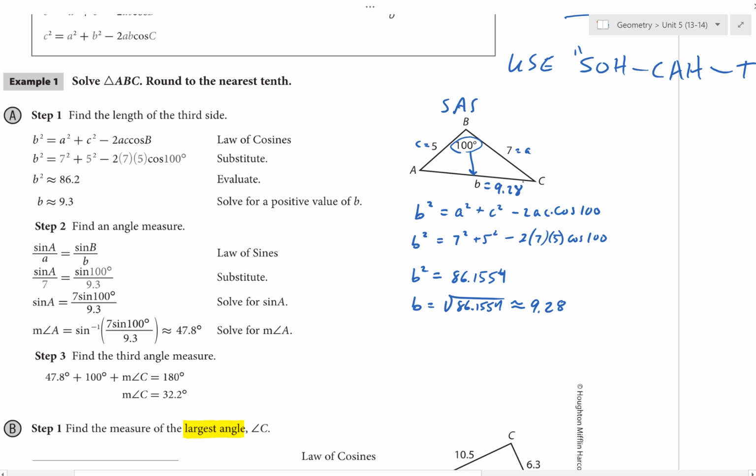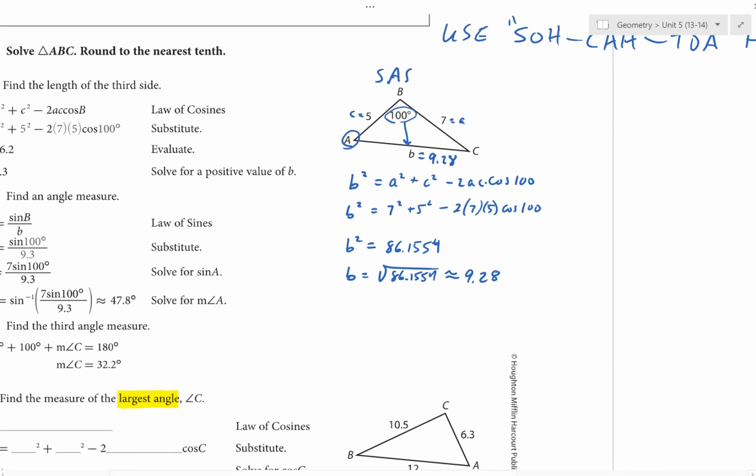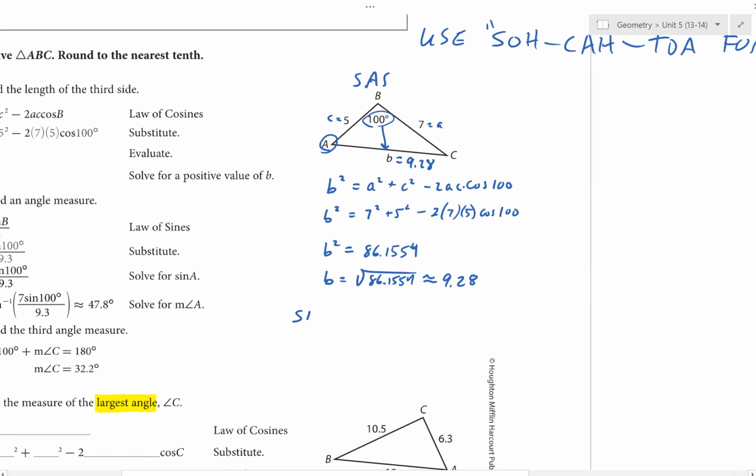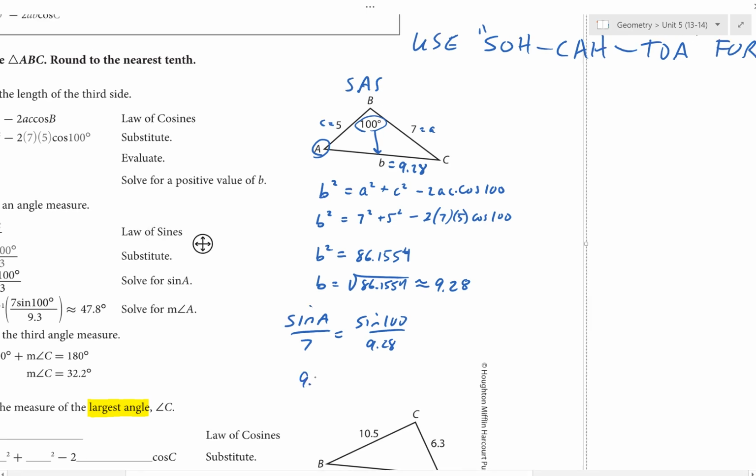And now we can also find the missing angles. So it doesn't matter which angle we find next. If we want to find angle A, we can now use law of sines to do that. And so we can say the sine of A over the side across from it equals the sine of 100 over the side across from it. And then when we cross multiply, we get 9.28 sine of A equals 7 times the sine of 100.